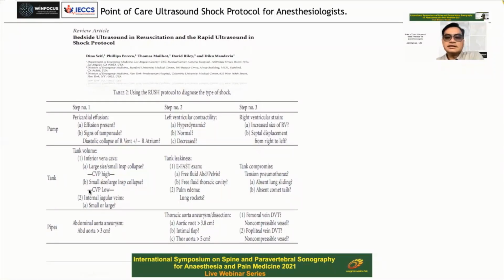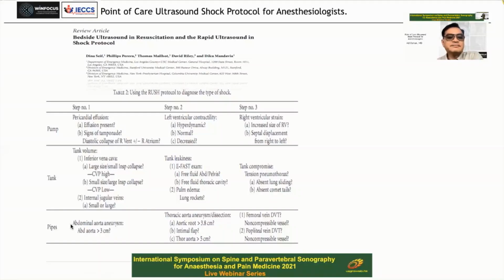We look at the internal jugular vein, whether it's small or large. We look at the possibility of tank leakiness, for example, we do the EFAST, and we do lung ultrasound, looking for B lines and the possibility of pulmonary edema. We look at whether the tank is compromised, looking at the possibility of tension pneumothorax by determining the absence or presence of lung sliding, and look at the costophrenic angles.